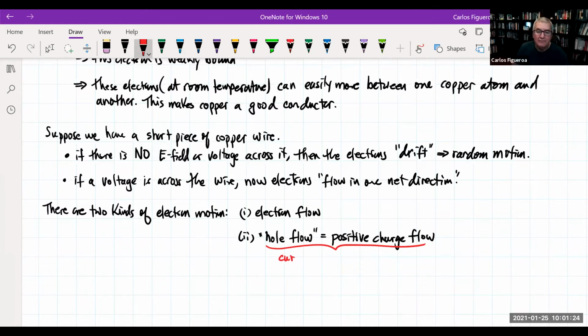Now, hole flow or positive charge flow is called, what do they call it? I forgot what they call it. It's called the conventional flow of current. And that's exactly what we do in this course. And to be honest, that's exactly what you use all the time, right?